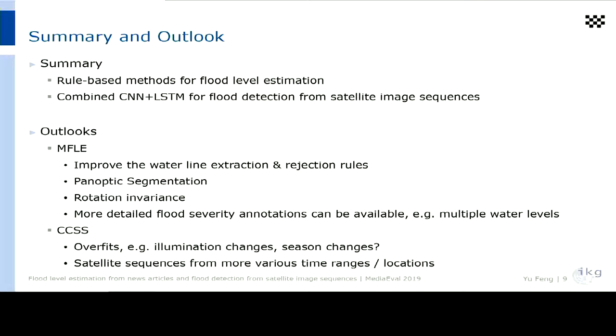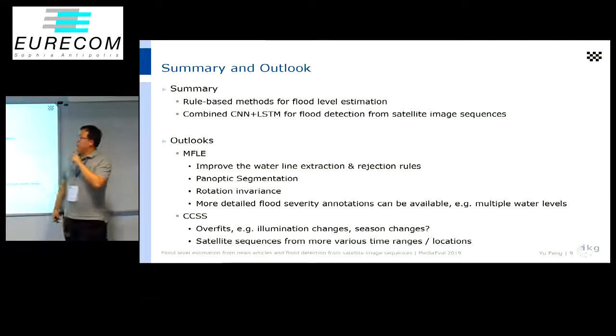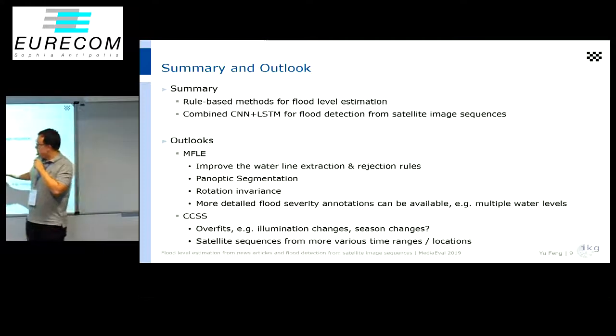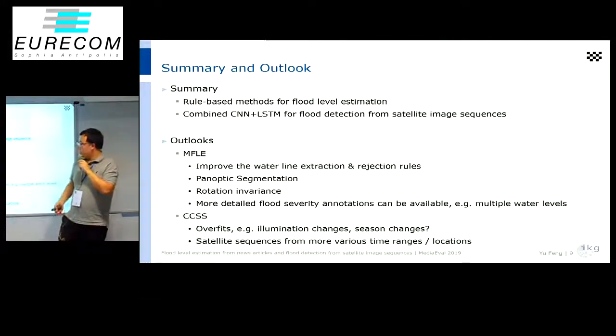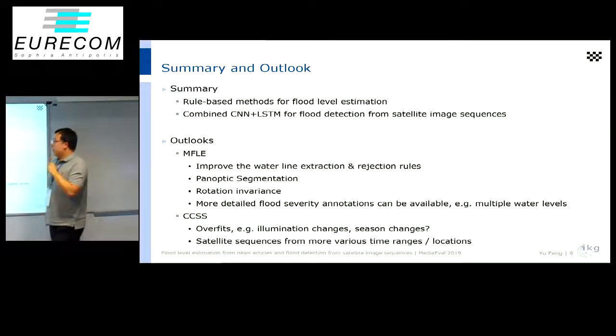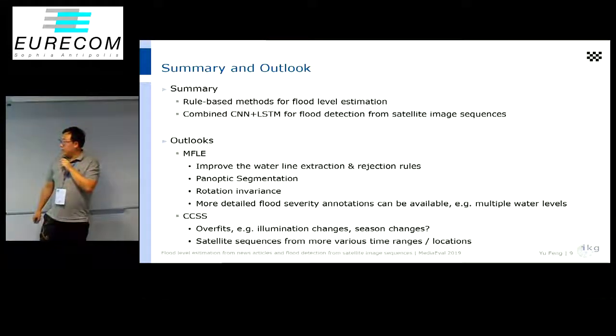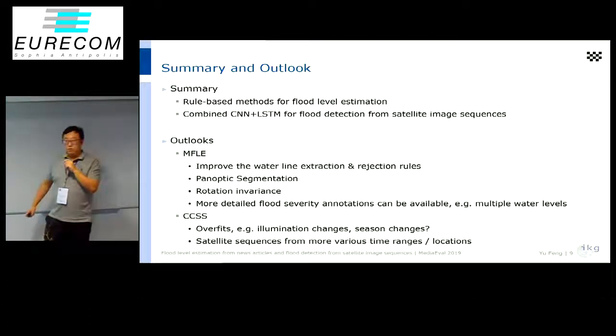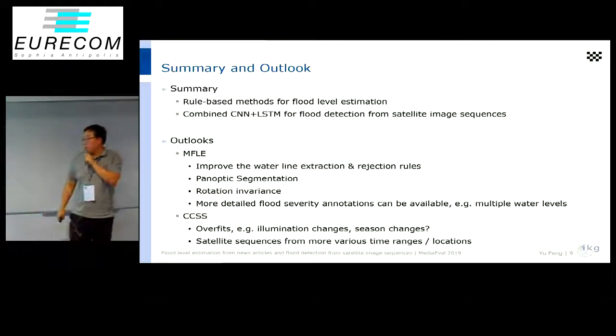In summary, we have provided two solutions for both tasks. For the flood level estimation, we think we can improve our water line extraction and rejection rules, and in the future we will consider using panoptic segmentation. Currently we are using a vertical slice, which is not good for rotation, so we hope to improve it. We also hope to have more datasets related to different water levels.